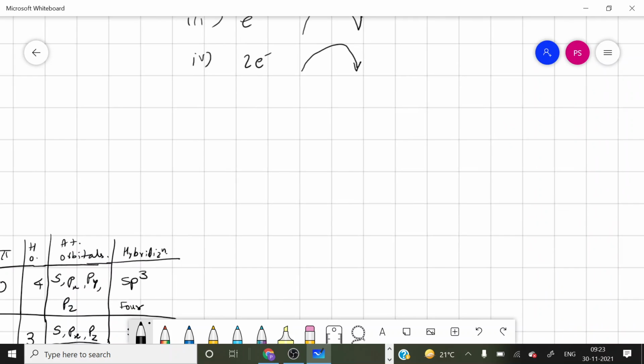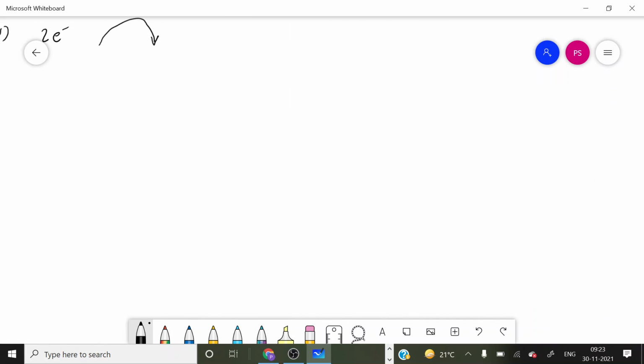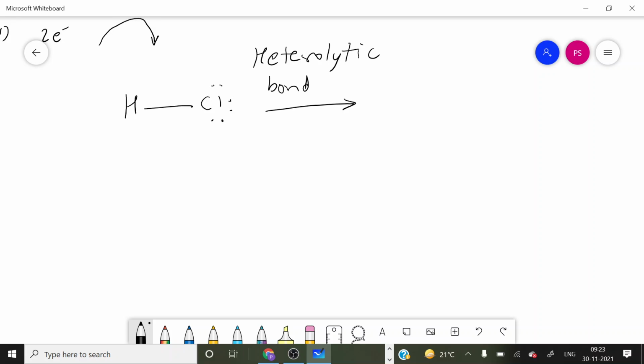Okay, now let's take the example HCl. Again, yesterday's example. Now I'm going to break this bond in a heterolytic manner. Heterolytic splitting or heterolytic bond breaking. In heterolytic bond breaking, the single sigma bond is comprised of two electrons, and I'm going to break this sigma bond. That's why the arrow should start from the electrons of this bond.